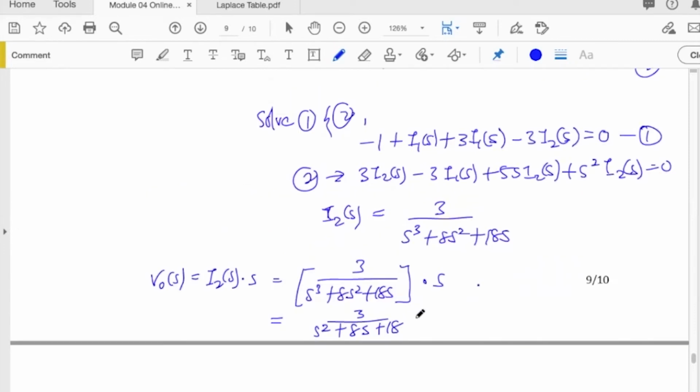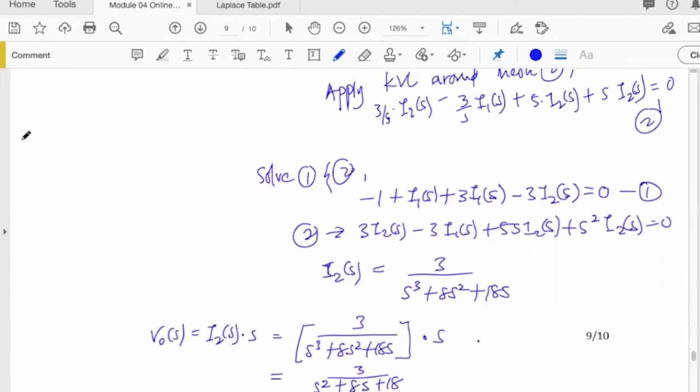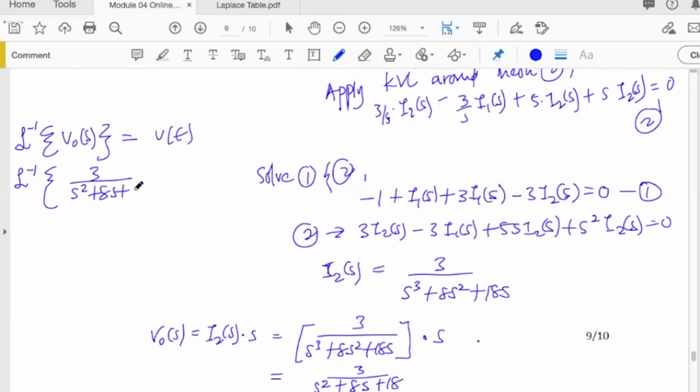Once we got the value of V naught, next we need to transform it. Remember this value is in terms of the s domain. We need to transform it back into the time domain. That means we need to apply inverse Laplace to get from V naught(s) in the s domain back to v(t) in the time domain. So we need to apply the inverse Laplace transform to our V naught(s), which is 3 divided by s squared plus 8s plus 18.